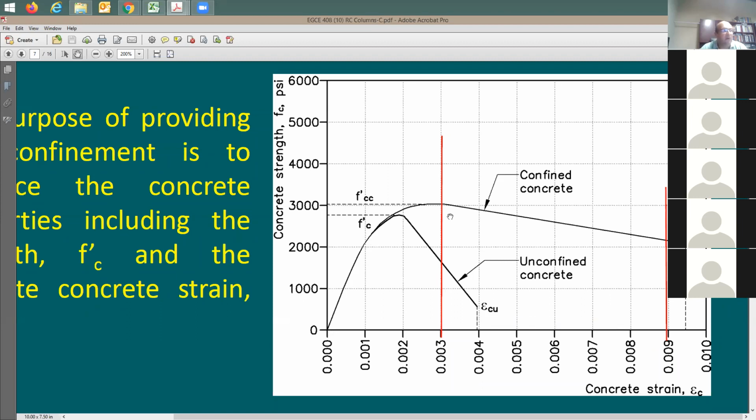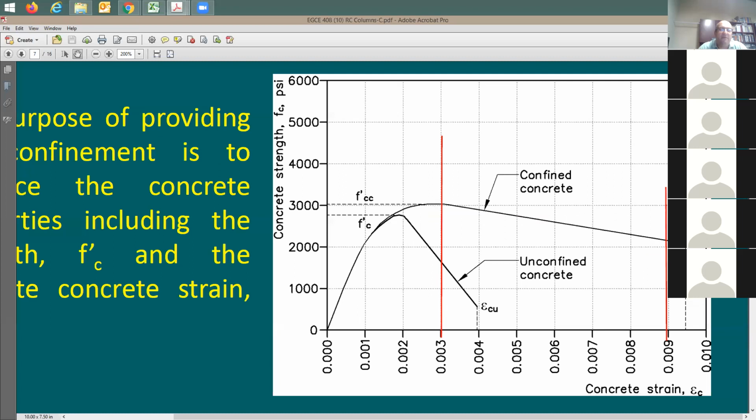And here is going to be the confined concrete. Now, can you compare this to that? Do I need to compare it for you or can you figure it out yourself? What is the difference between these two? You tell me what happened when you provide the confinement. When you provide confinement, you get more concrete strength. Yes, absolutely. And what else? And your concrete strain becomes larger as well.